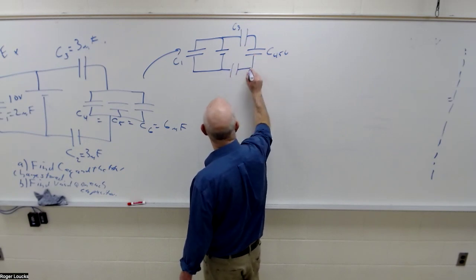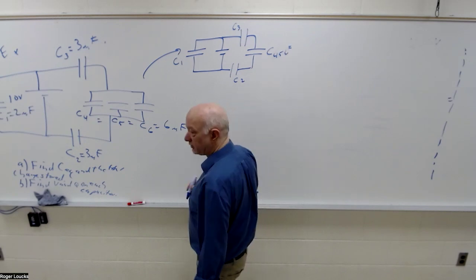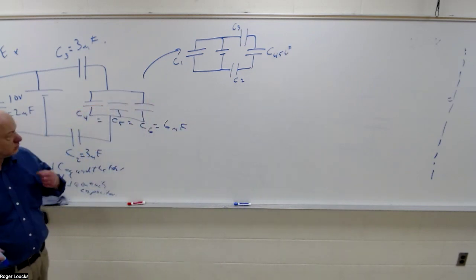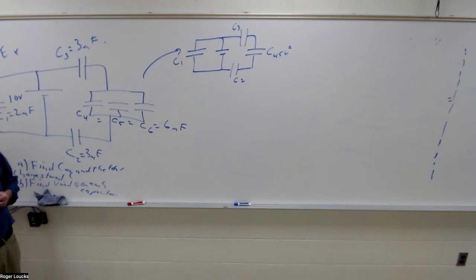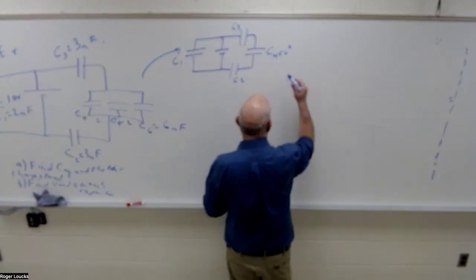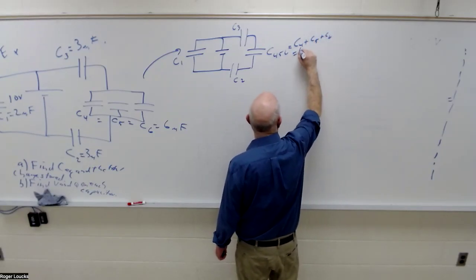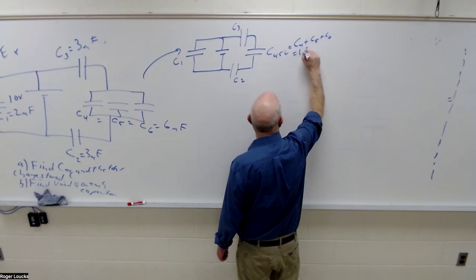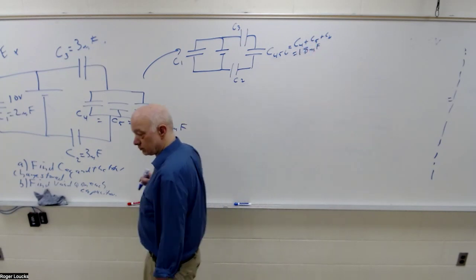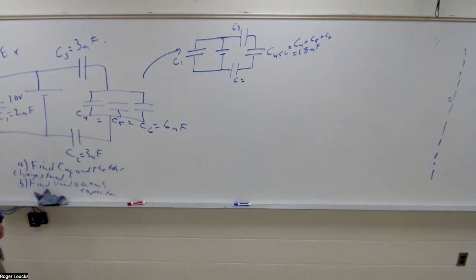This is C2. What would have to be C 4, 5, 6? They all add. And so this would have to be C4 plus C5 plus C6. So this would all have to be 6, well, it would be 18. Now, ask yourself the same question again. Is there anything obviously in series or obviously in parallel?